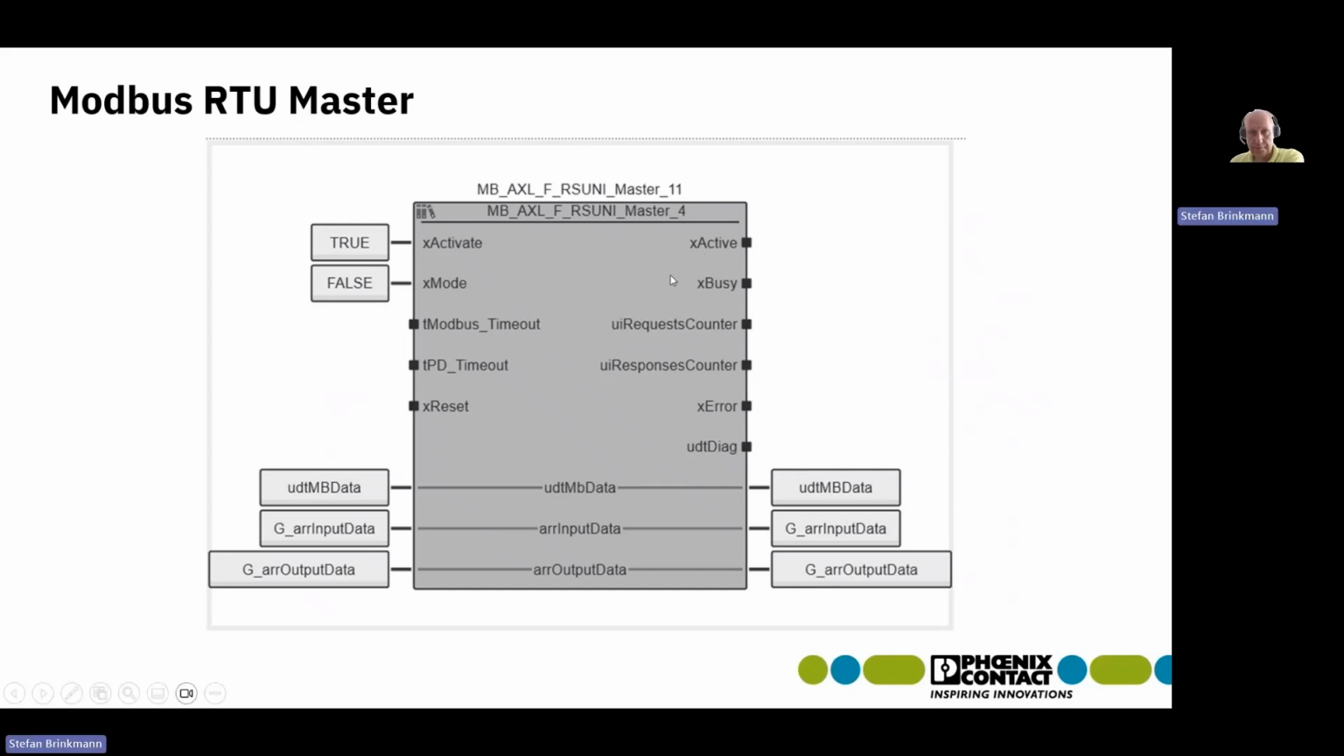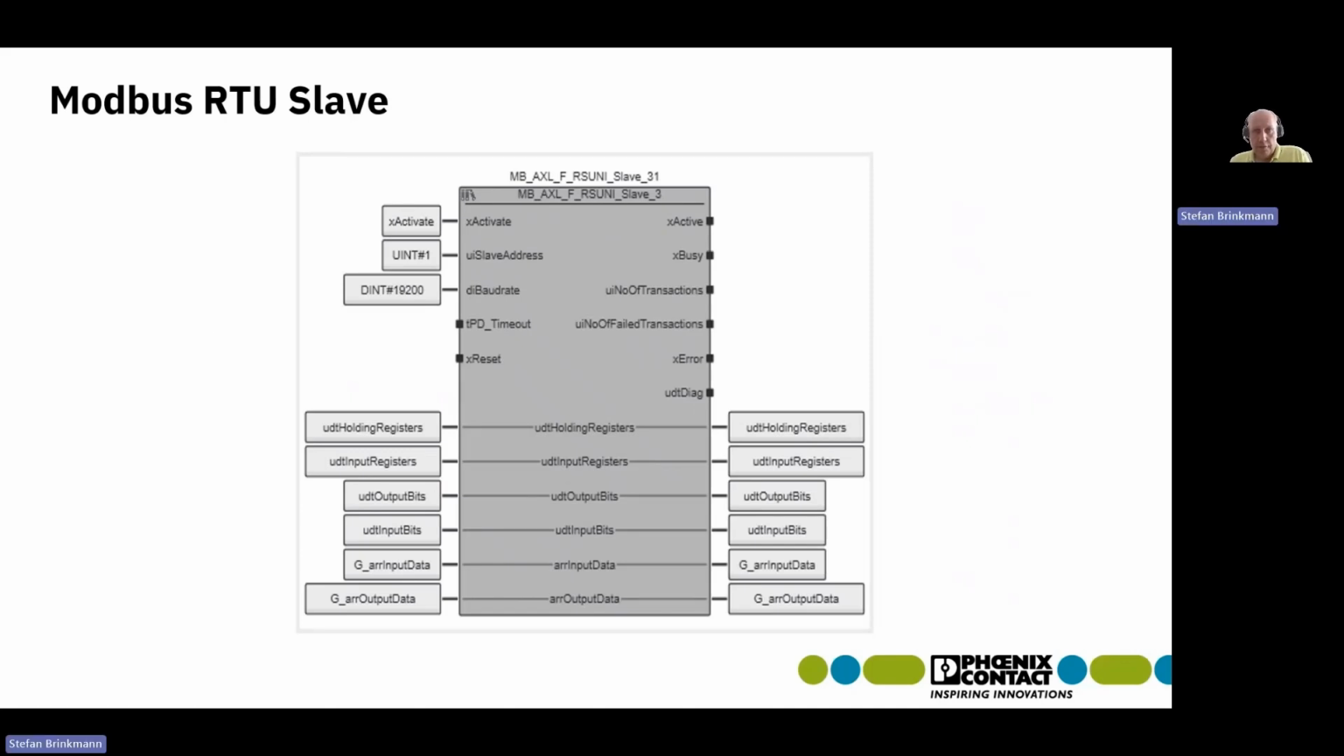And when the function block is connected, then the active output becomes true. And when there's communication going on, we see the requests and the responses, which should increase in normal operation. If there's something wrong, we have an error output here and a diagnostic output.